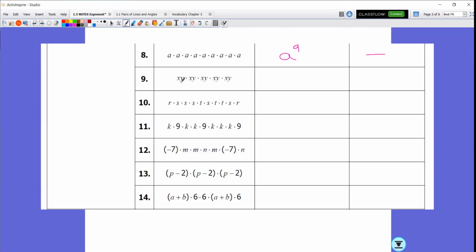Okay, and then sometimes there's situations like this where XY is my base. I'm multiplying XY to itself so many times. So XY here is going to be my base. What is my exponent going to be? How many of them are there? Five. Now, here's what I want to show. I'm going to circle this one because this is a little special too. I do have 5 of them, but here it looks like I'm only raising the y to the 5th power. So you must also use parentheses.